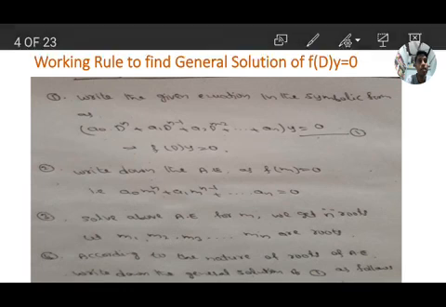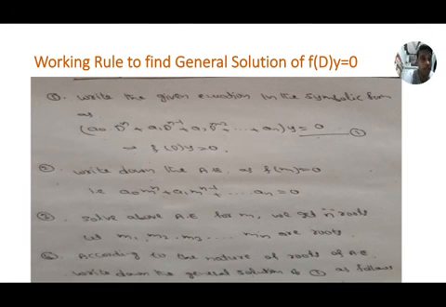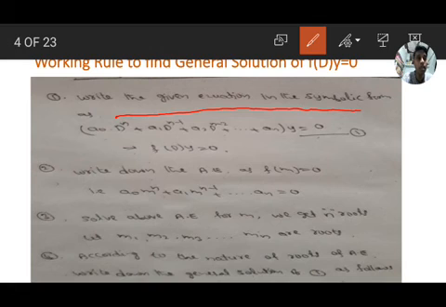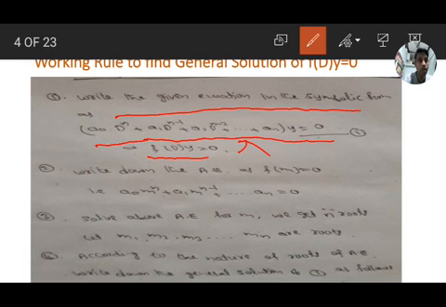Working rule to find the general solution of this equation, f(D) y = 0. Here we have 4 steps. First, write the given differential equation in symbolic form, that is (a0 D^n + a1 D^(n-1) + a2 D^(n-2) + ... + an) y = 0. That is f(D) y = 0, where f(D) = a0 D^n + a1 D^(n-1) + a2 D^(n-2) + ... + an.